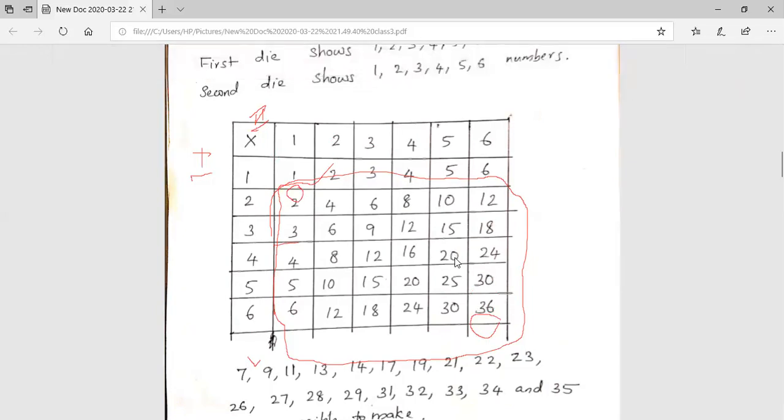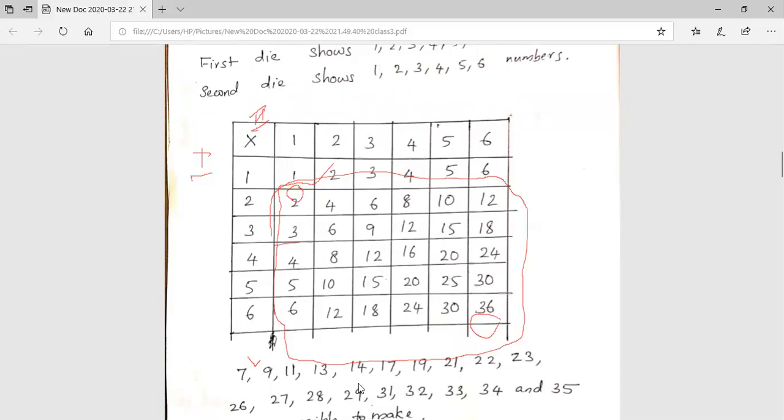Next, 21 is not in this table, so 21 is listing down. 22 is not in this table, so we are listing down. 23 is not in this table, we are listing down. 24 is here, and 25 is here. 26 is not in this table, we are listing down. 27 is not in this table, 28 is not in this table, 29 is also not in this table, we are listing down. 30, yes, 30 is here in this table. 31 and 32, 33, 34, 35, these numbers are not in this table, so we are listing these numbers down. Last one, 36, is in this table.